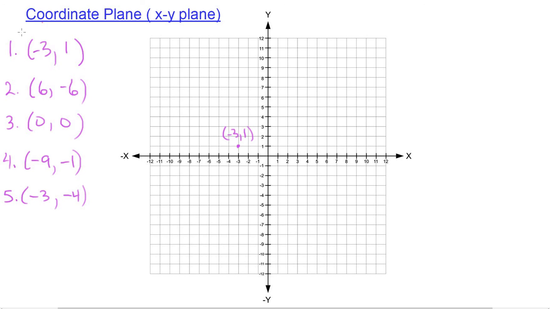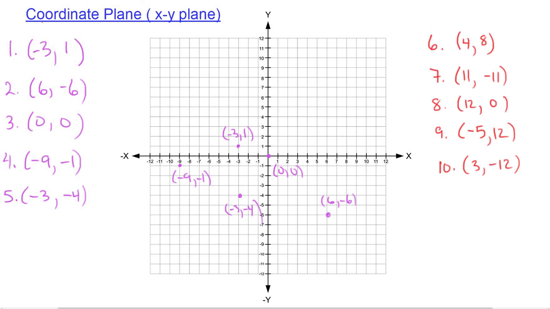So feel free to pause the video and plot the remaining points. Number 2, I have the point 6, -6, which is here. Plot it and label it 6, -6. 0, 0, that is what we call the origin. That's right in the middle of 0, 0. I have the point -9, -1. And that's here, -9, -1. And I have the point -3, -4. And that's here. And that's the point -3, -4. And for additional practice, you can plot the remaining ordered pairs 6 through 10.